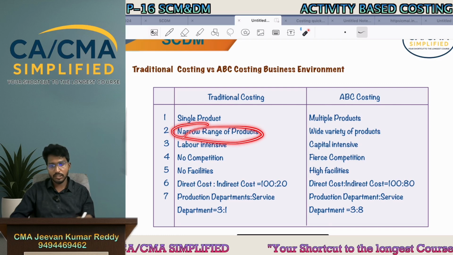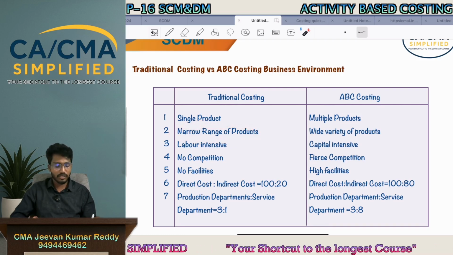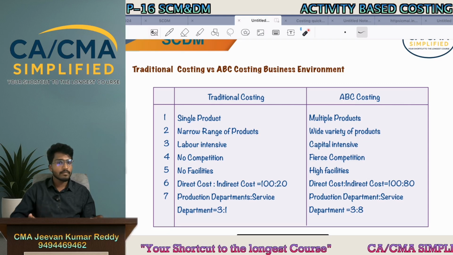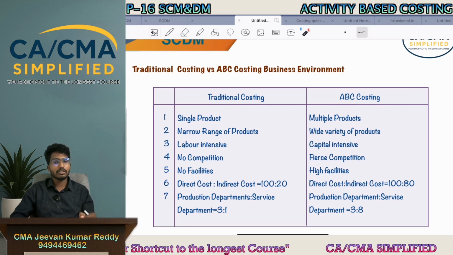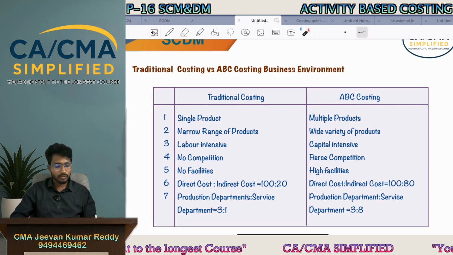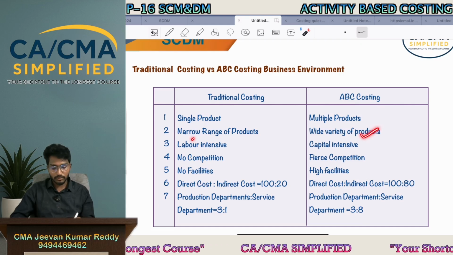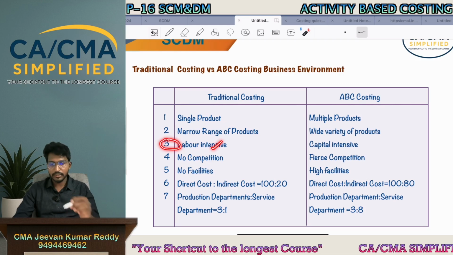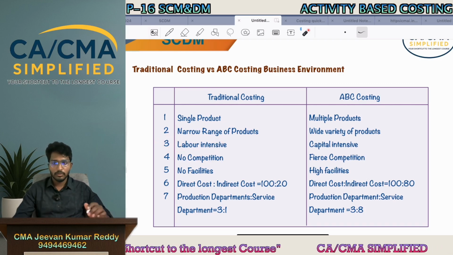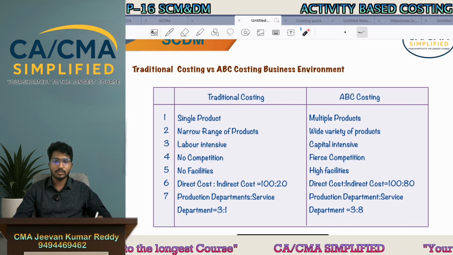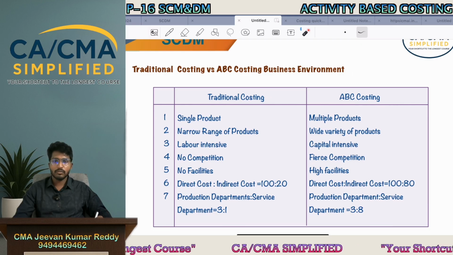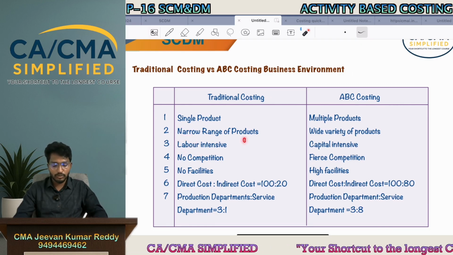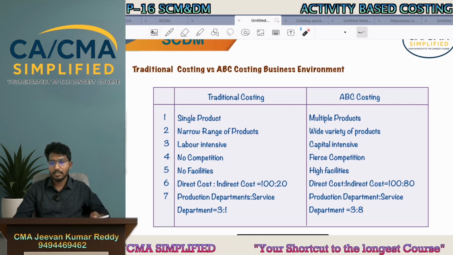Narrow range of products means only one or two products are there. Wide variety of products: whenever there is a wide variety of products, we need to calculate the accurate cost of each product, so we use activity based costing. Next one is labor intensive. Whenever a company is producing products using labor, the overheads incurred are mostly for the labor, so we use labor hours as a base.